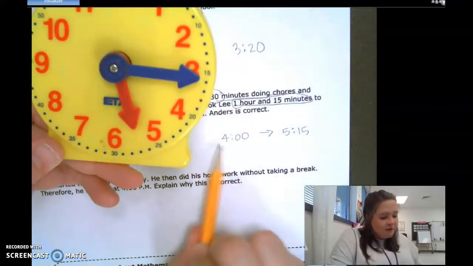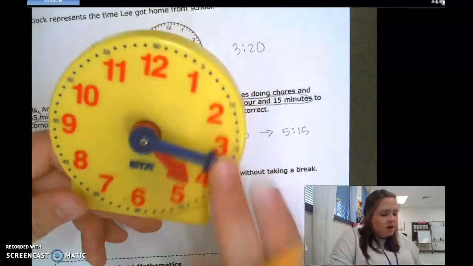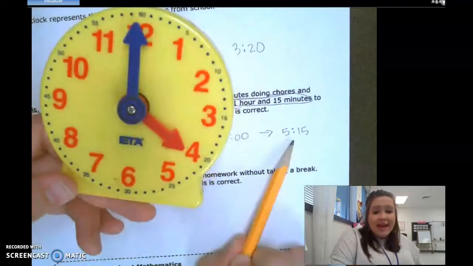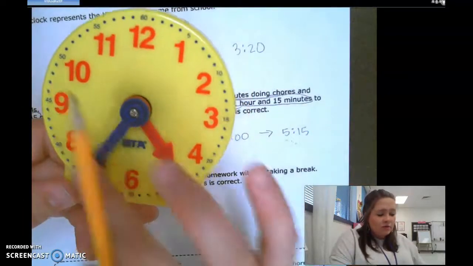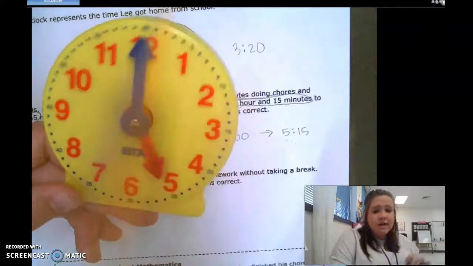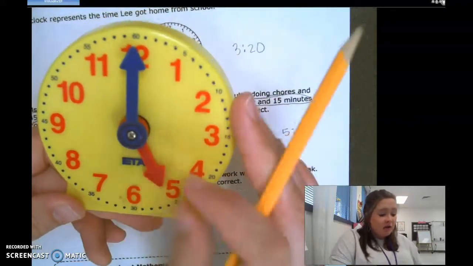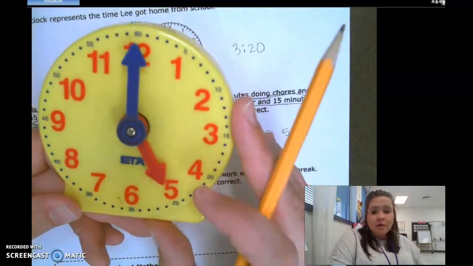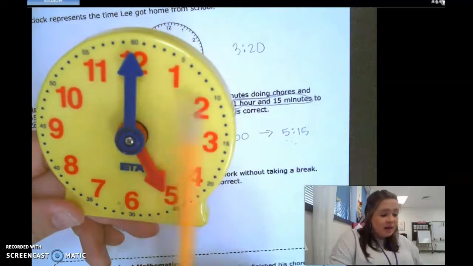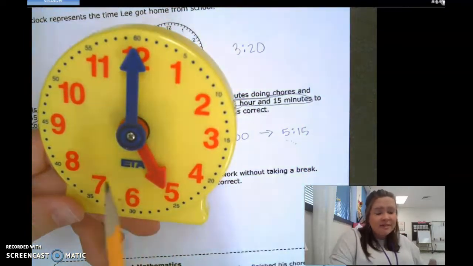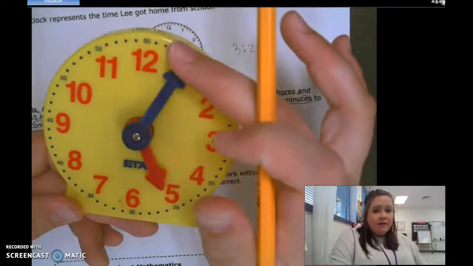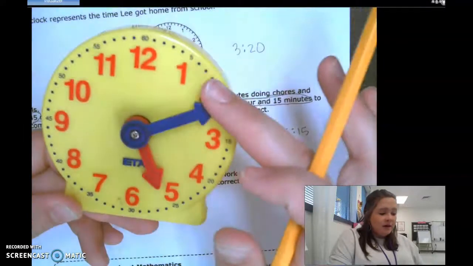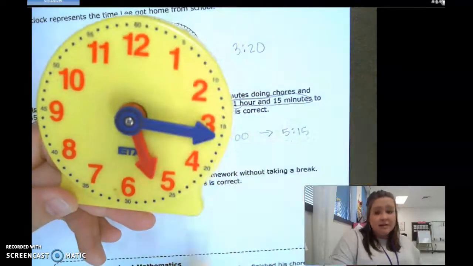I started at 4 o'clock, so I started right here. And we ended at 5:15. I went all the way around my clock one whole time. That would be 5 o'clock. Okay? And then I still went an additional 15 minutes. So this is 1 hour, 1 hour and 5 minutes, 1 hour and 10 minutes, 1 hour and 15 minutes.